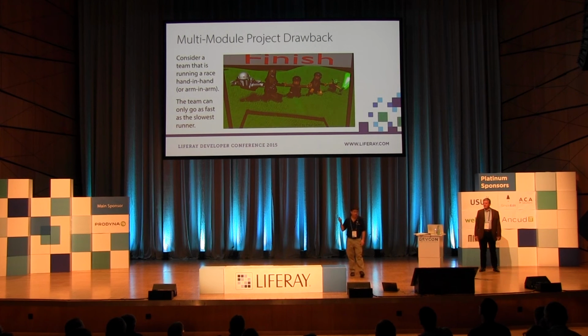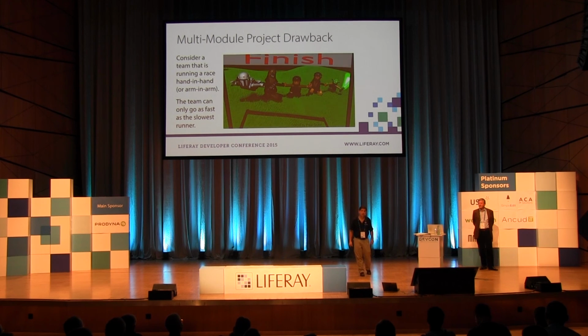My son, Paulie, is quite good with an open source tool called Blender, and I asked him to create this picture for me. So if you consider a team that's running a race, and let's say each of the runners are arm in arm or hand in hand, really the team can only go as fast as the slowest runner. And in the case of Liferay Faces, in this past release, that Yoda right there with the lightsaber would have been Liferay Faces Alloy, because that was the jar that got the most power and the most attention, but it was the one that went the slowest. So when you have all the same version numbers on your jars, you have to release them all simultaneously.